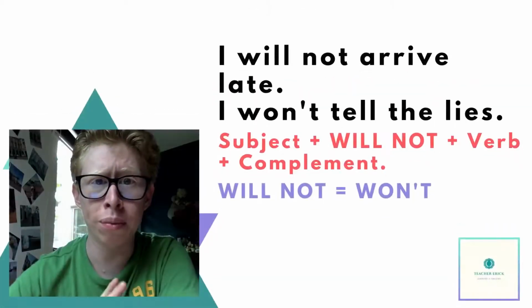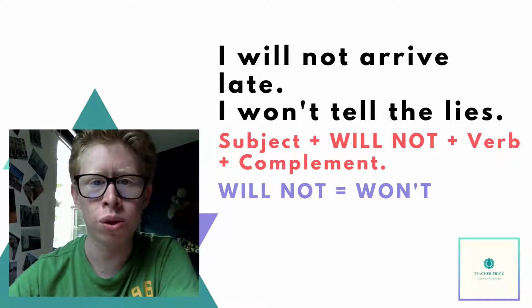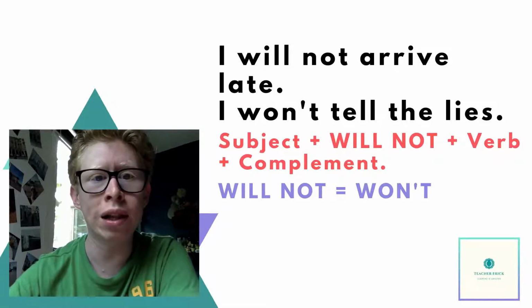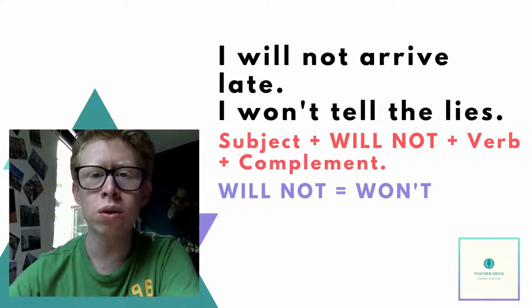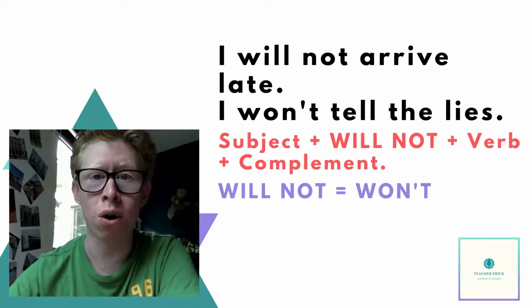Here we have two more promises. They say, I will not arrive late, and I won't tell lies. So these promises are expressed in the negative form of the sentences. So we have subject, then we have will not or won't, which is a contraction in the negative form. We have the verb, again, in the base form, no modifications, and finally we have a complement.